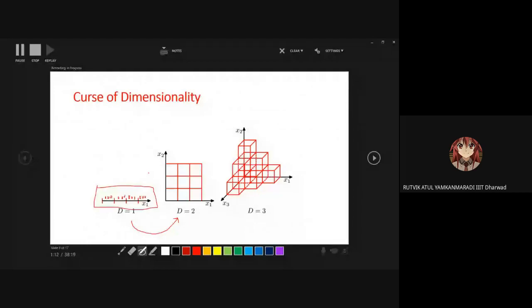9, right? X1 into X2 effectively. So see, each box got three samples, right? How many boxes are there here? 9. So each 27. 27, right? And if I go for 3 dimensions, how many samples do I need so that each box gets 3 samples?